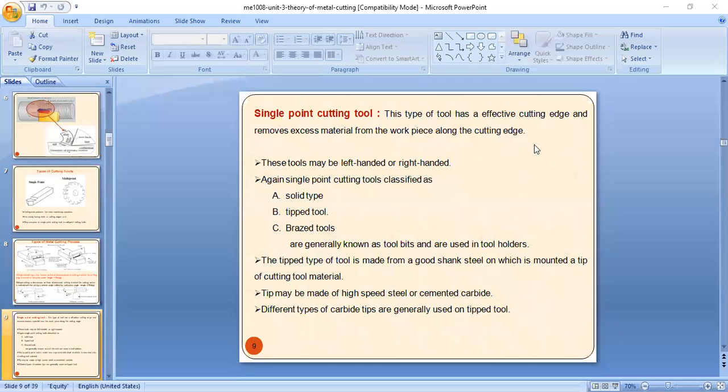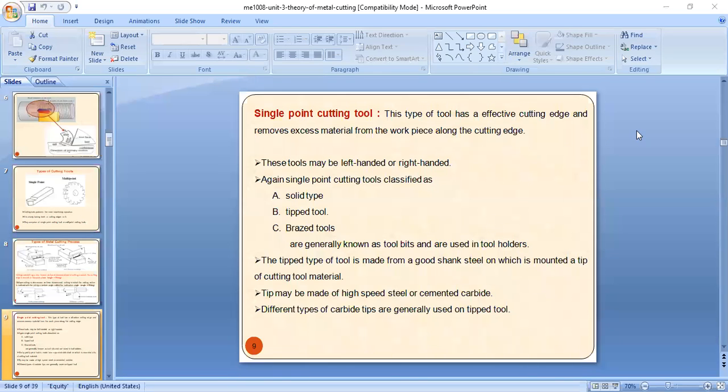We use the aspect of brazing. There is a fabrication process we would have studied in production technology: soldering, brazing, like that. The tool bits are generally brazed to the tip of the tool holder. The tip type of tool is made from a good shank steel. The tool material should also play a role as far as tool rigidity is concerned. Tool rigidity is important because you have to fix the tool in the tool holder correctly, and it should not be subjected to vibrations.